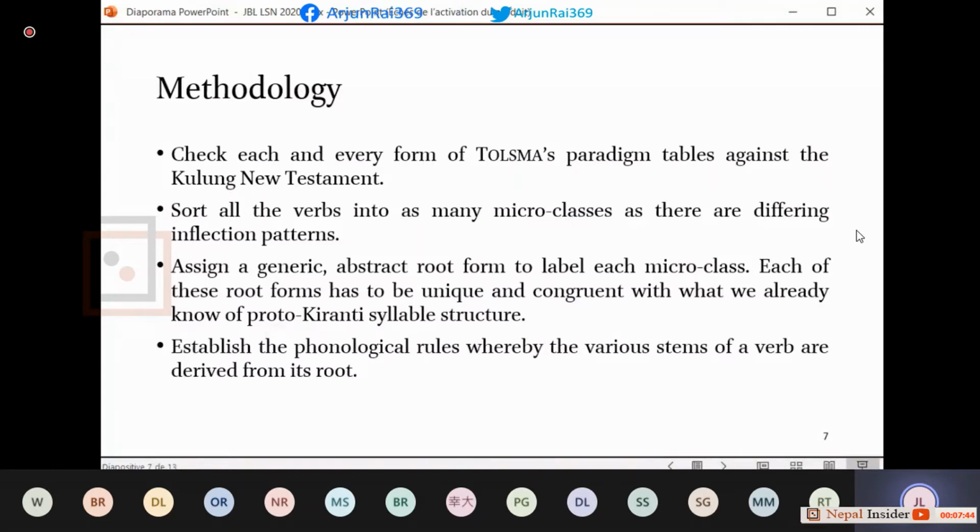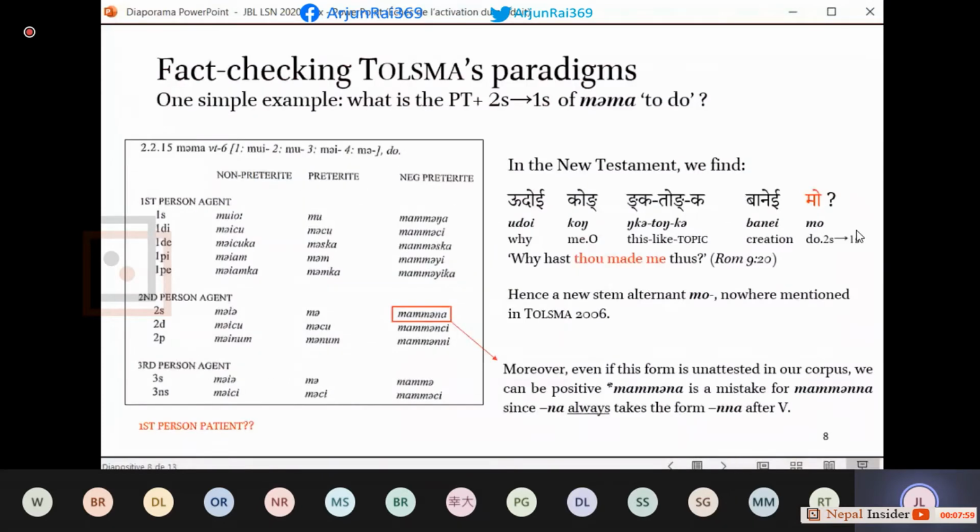And finally, I sum up the realizational rules that describe how the various stems in each inflection class are derived from the underlying root. Okay, I think there is no need to dwell too long on that.